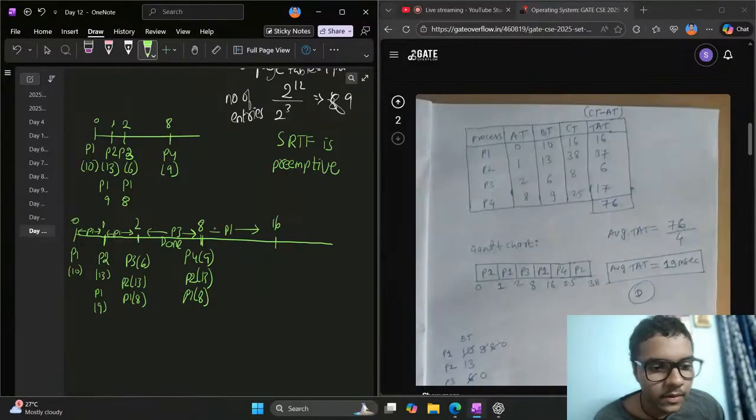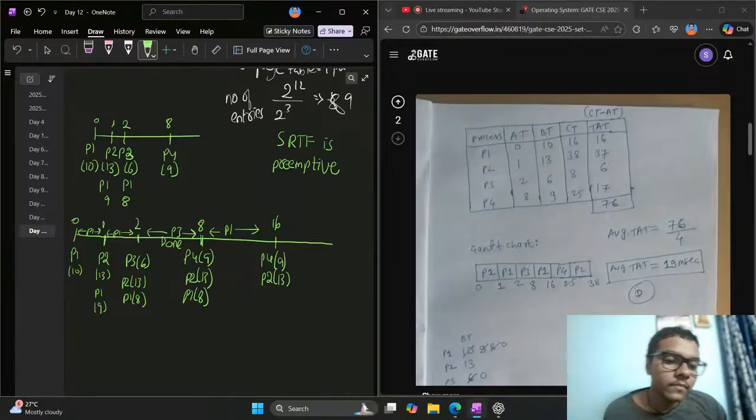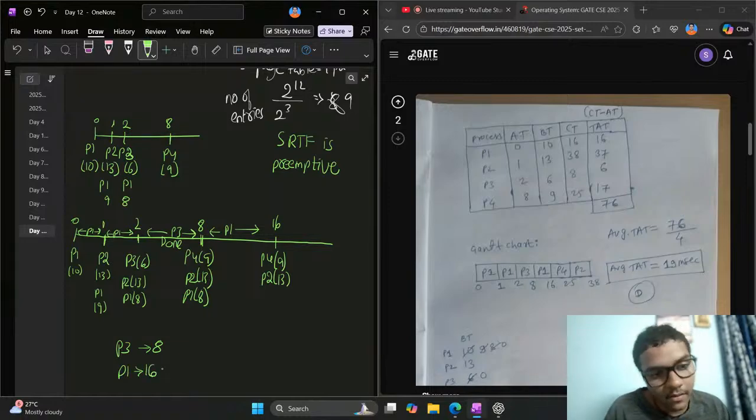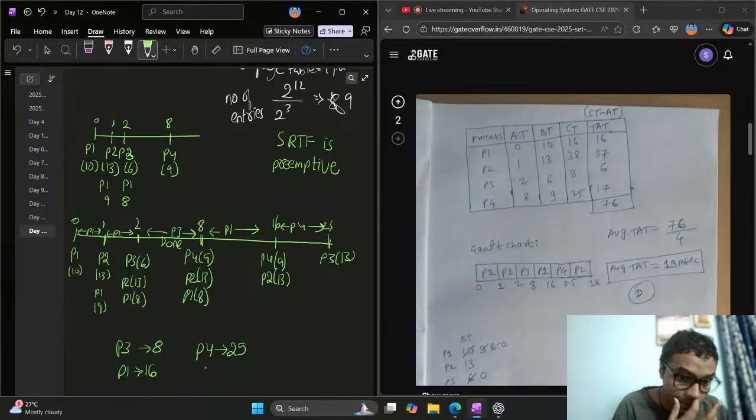P1 is done. And now what you got, P4 with 9 and P2 with 13. P3 is done at 8 seconds and P1 is done at 16 seconds, and P4 will be done at 16 plus 9. How much? 25 seconds. At 25, P4 will be done. Now you got just P3. 25 plus 13 is 38.